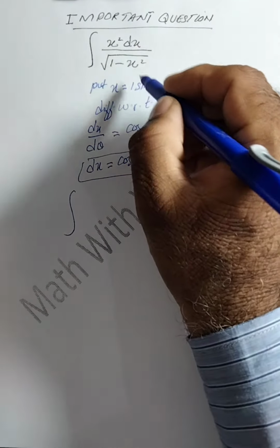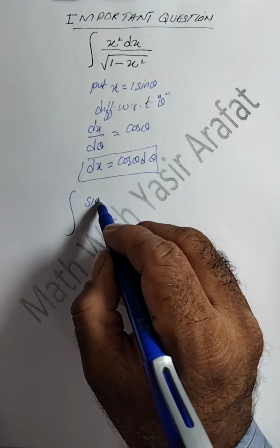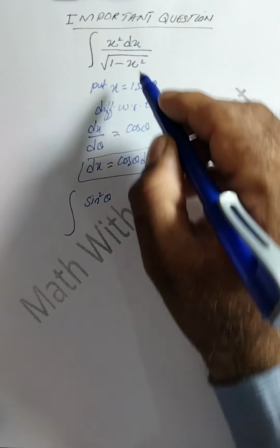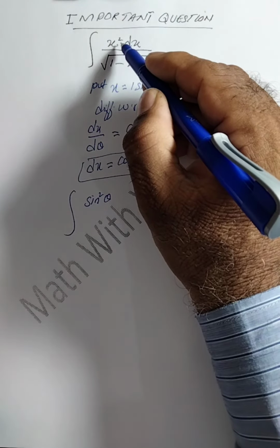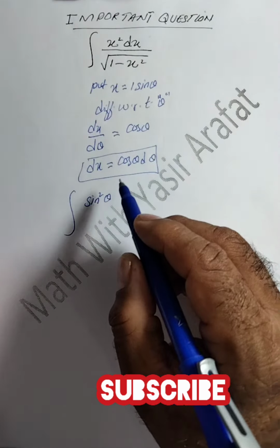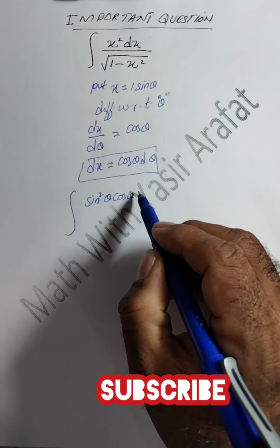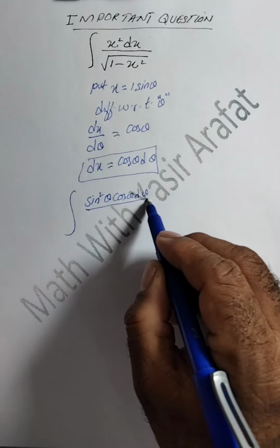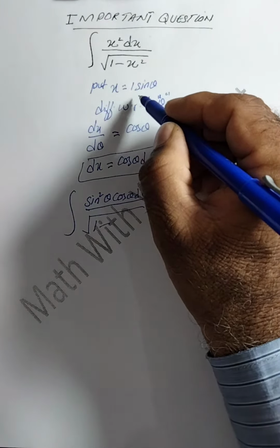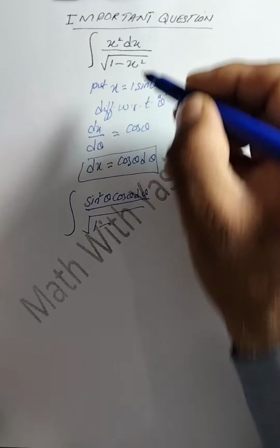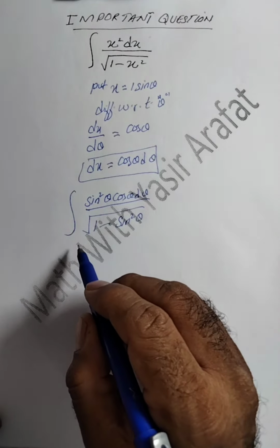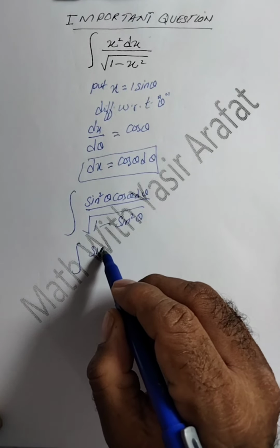So what is the value of x? X is sine theta, so x square will be sine square theta. What is the value of dx? Dx equals cos theta d theta, divided by the radical of 1 minus x square, and the value of x is sine theta, so this is 1 minus sine square theta.